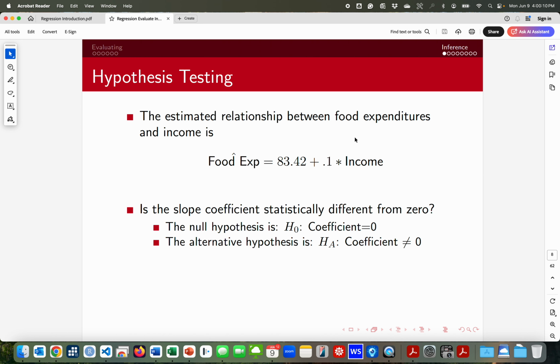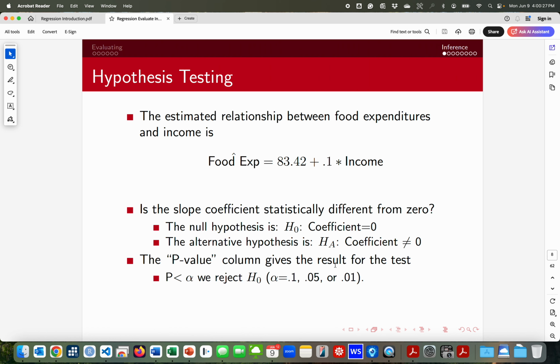So there's only one hypothesis we're going to test: is the coefficient equal to 0, against the alternative that it's not equal to 0. And all you have to do is look in the p-value column, in the row for the variable that you're looking at.